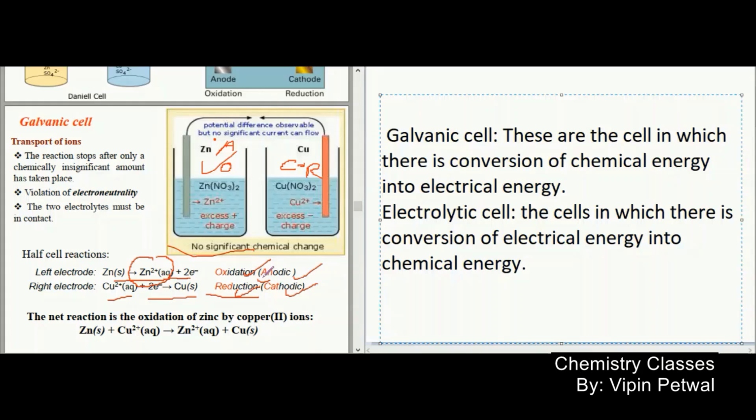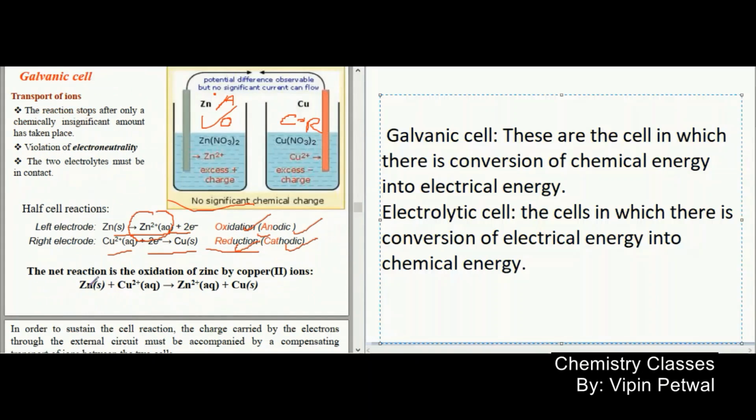Okay, so the net reaction will be as follows. The net reaction is the oxidation of zinc by the copper 2+ ion, meaning the cupric ion. So zinc plus Cu2+ gives Zn2+ plus Cu. Okay, so this is about the galvanic cell.